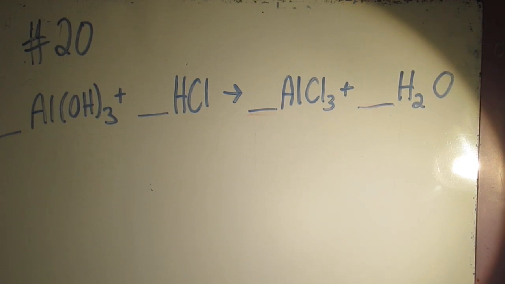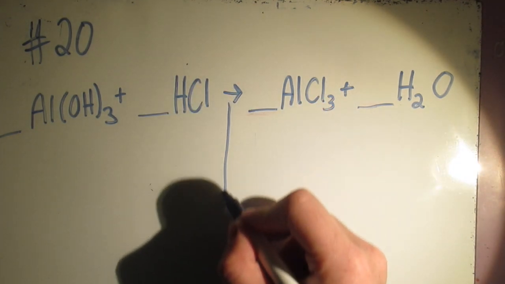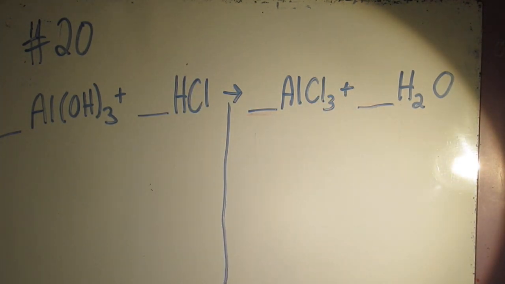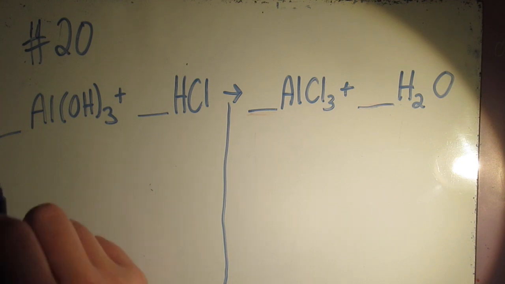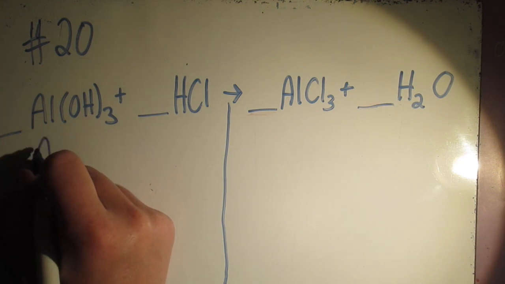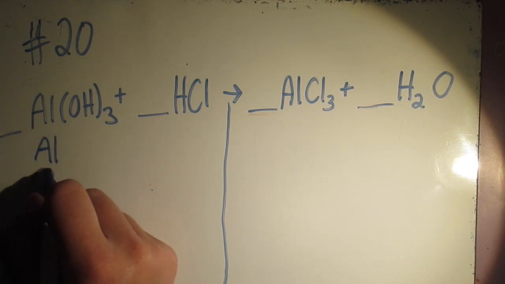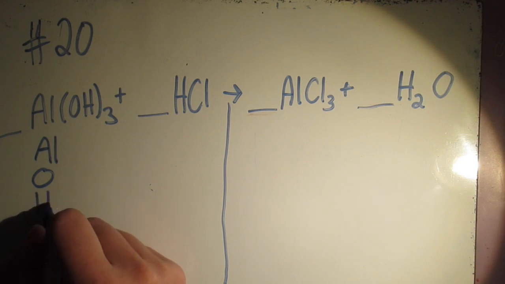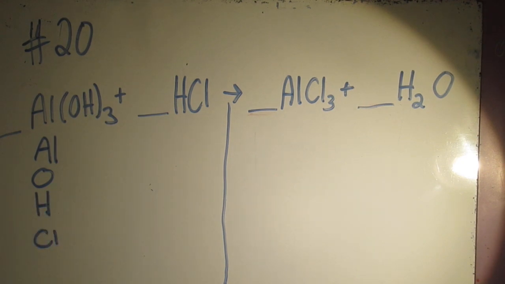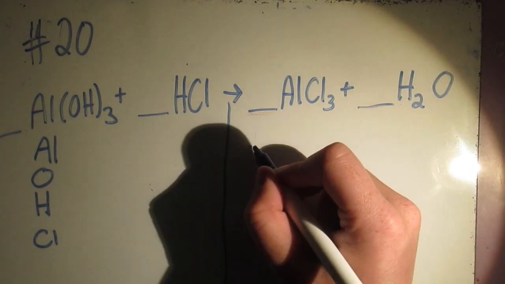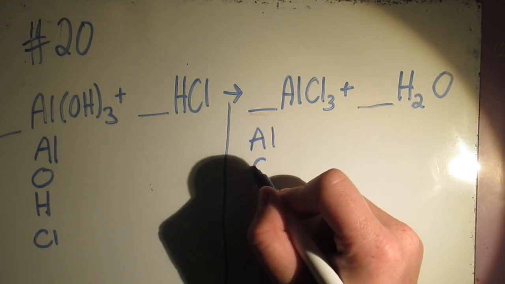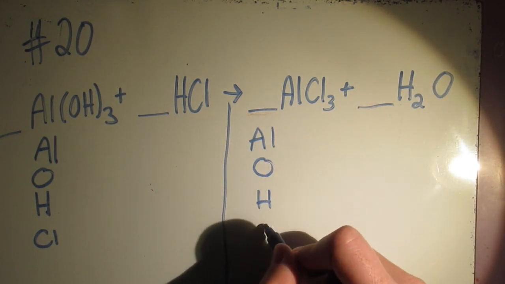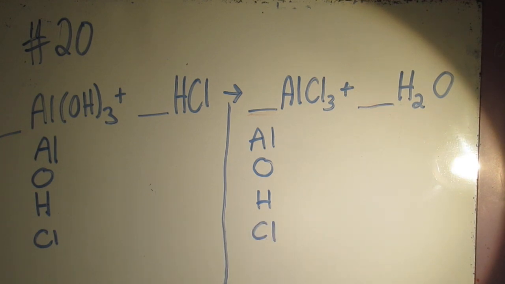So we are going to start like we always do and draw a line down here. And now we're going to count. So we've got aluminum, we've got oxygen, hydrogen, and chlorine. Okay, do the same on the other side, again in the same order. We don't want to mix up the order because it might end up confusing us later.